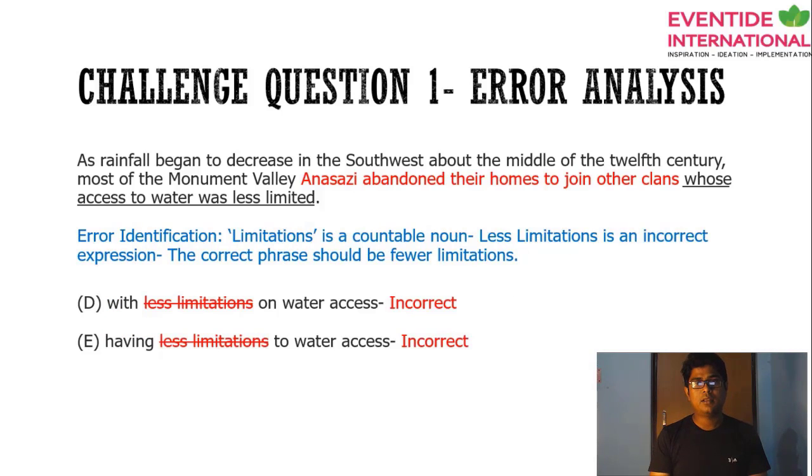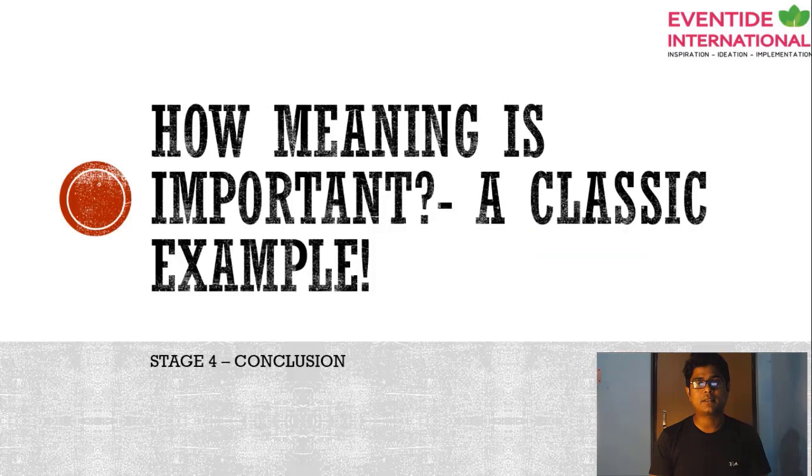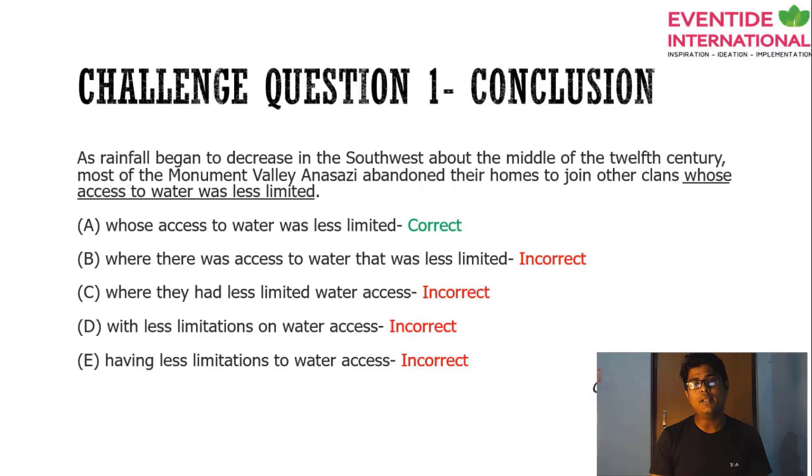Next, limitations is a countable noun. जैसे आप अगर ये मेरे को बोलो मेरे पास 4 बनाना है, these are countable nouns. So you cannot use the word less with it. You should use fewer instead of using the word less. So any other option which consists of the word less with limitations is again a wrong option. Option D and option E are gone. Thus, in conclusion, you can only say that the correct option was option A.